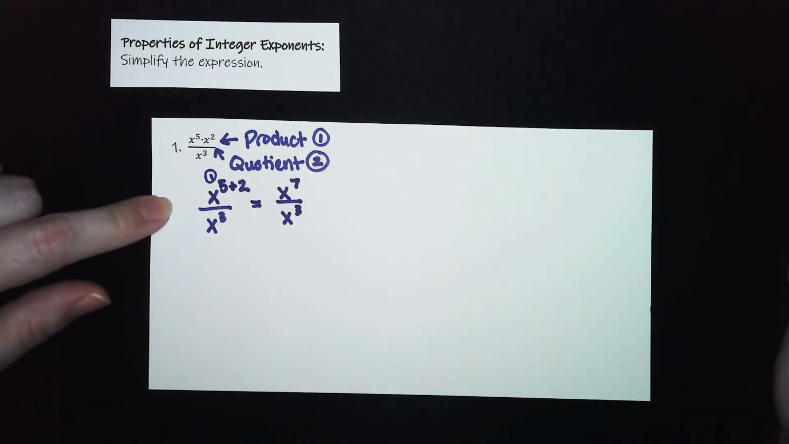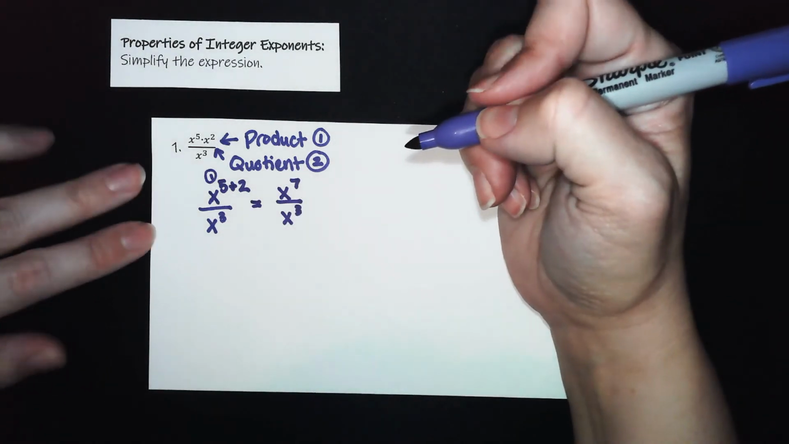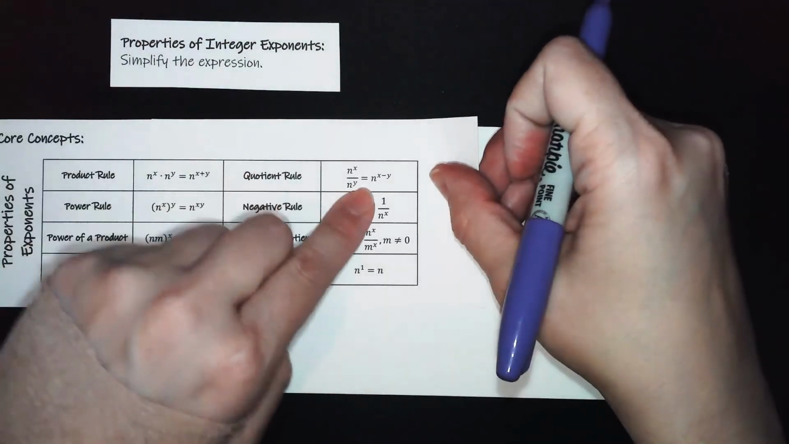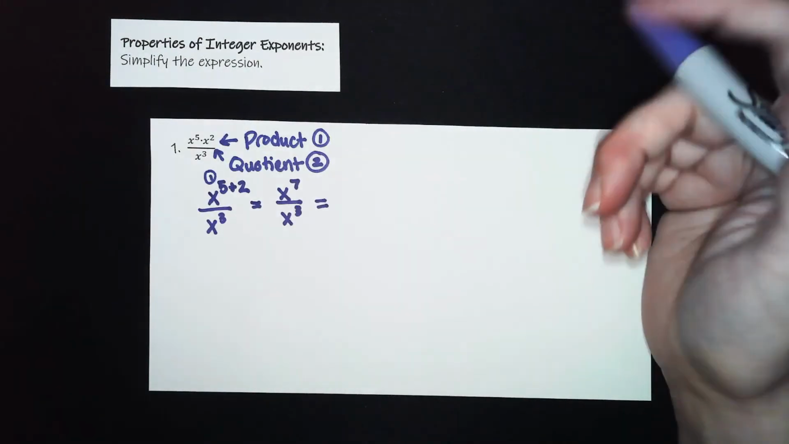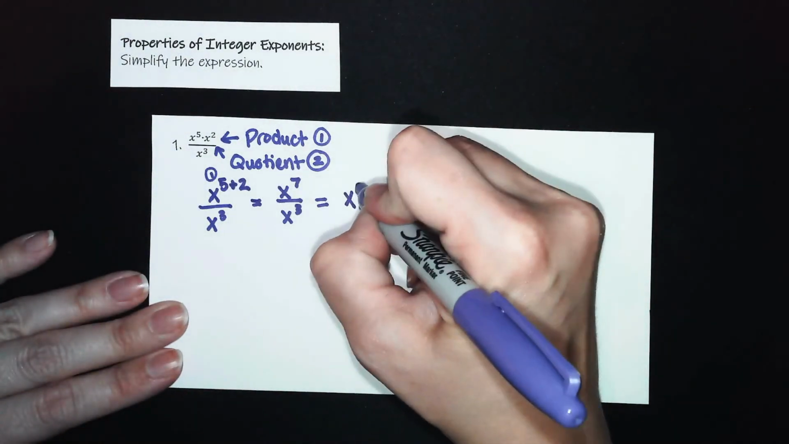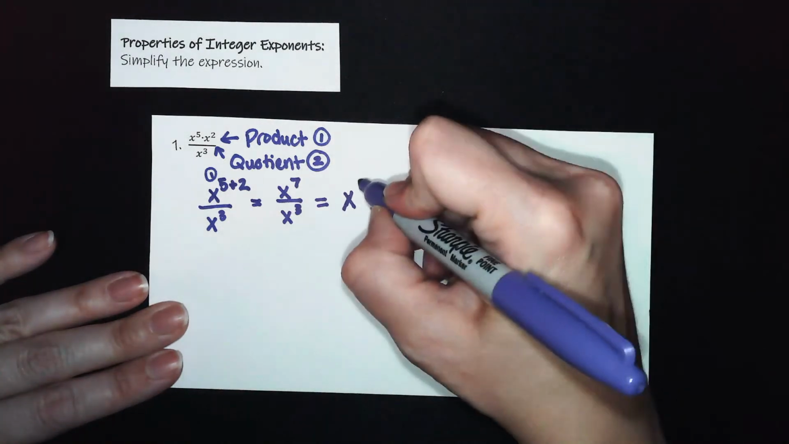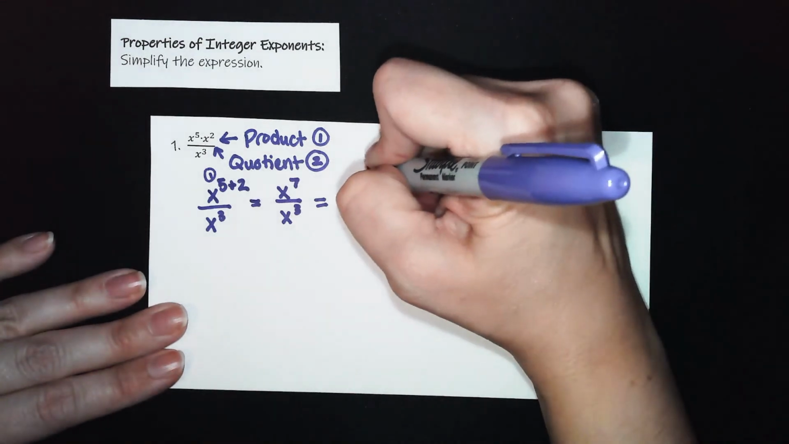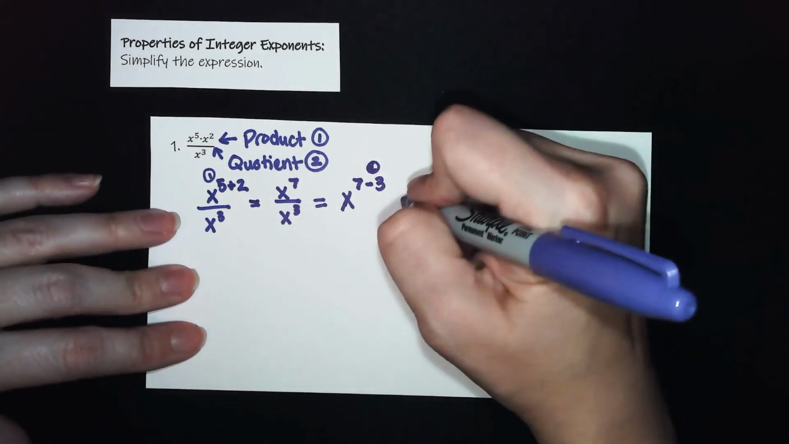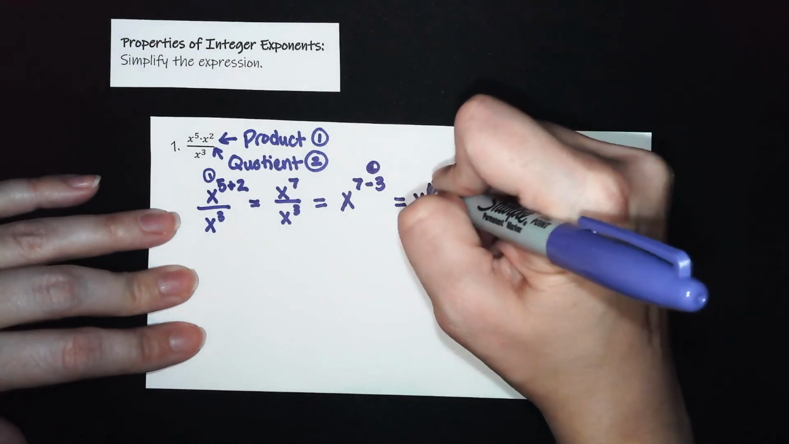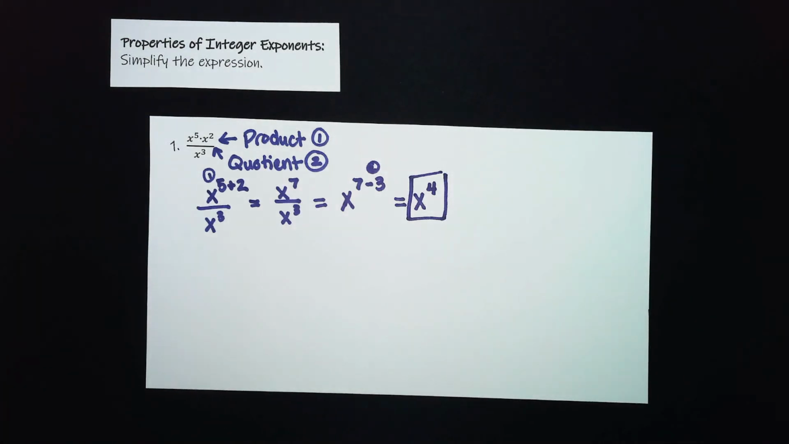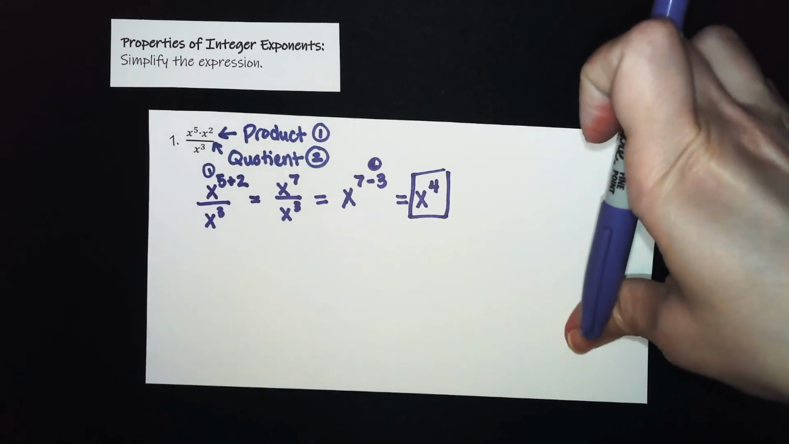Okay, so now we need to deal with our quotient rule, which is, if we go back to our quotient rule here, where we now subtract the powers. So I have x is the base, it's both bases, and it'll be the top minus the bottom power, okay? So this is number 2, that was the quotient rule. And then 7 minus 3 is 4. So in this case, it's a positive power. I only have x one time. I am done. Okay?